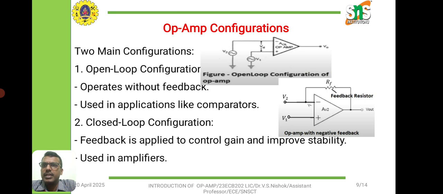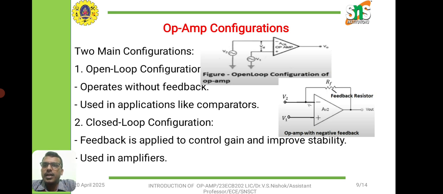Based on the configuration, the operational amplifier is classified into open loop configuration and closed loop configuration. Open loop is nothing but operating without any feedback from the output to the input terminals. The best example is the comparator circuit.